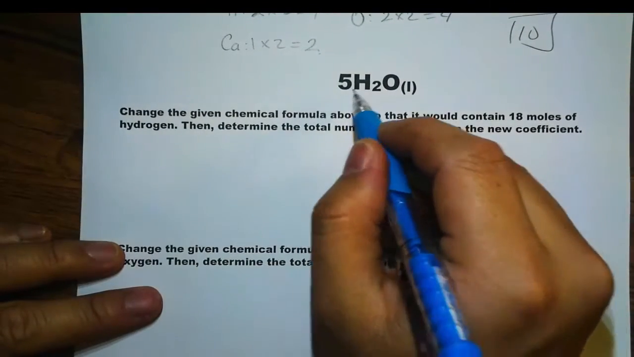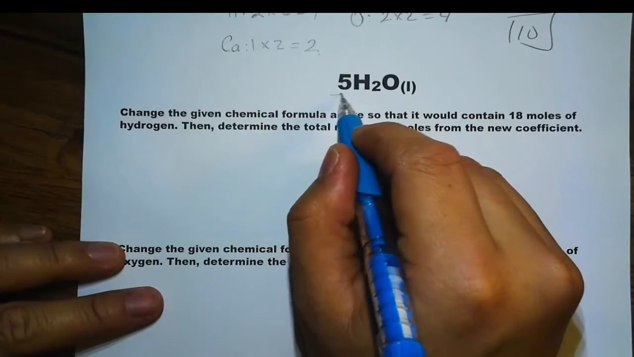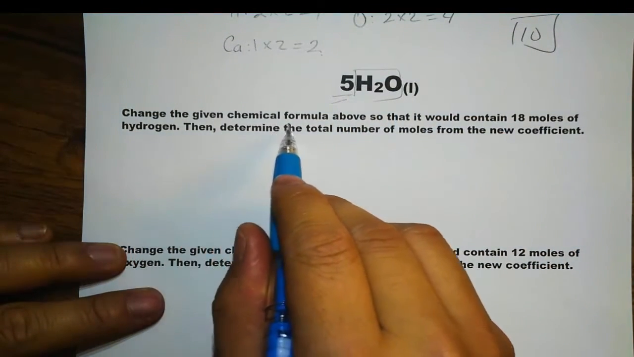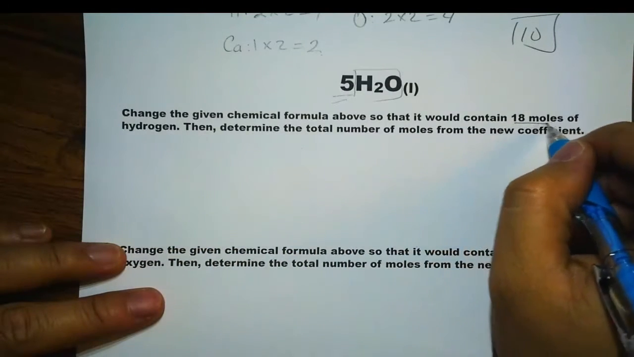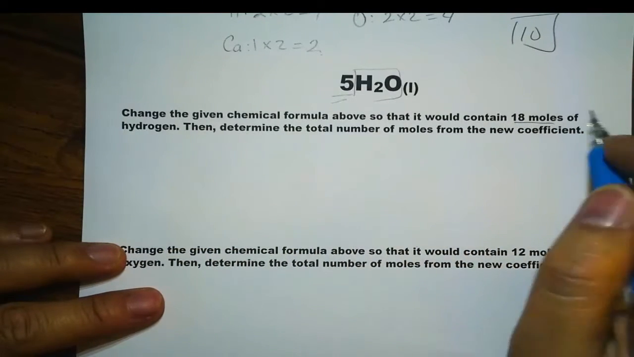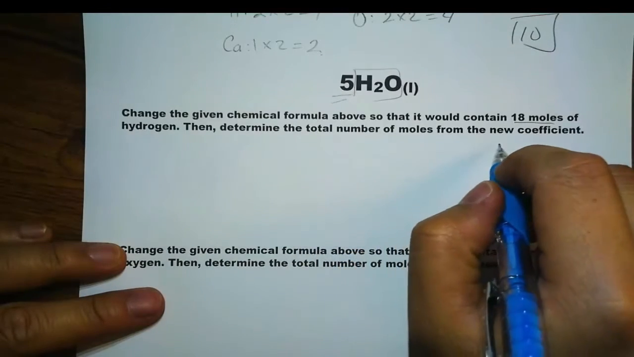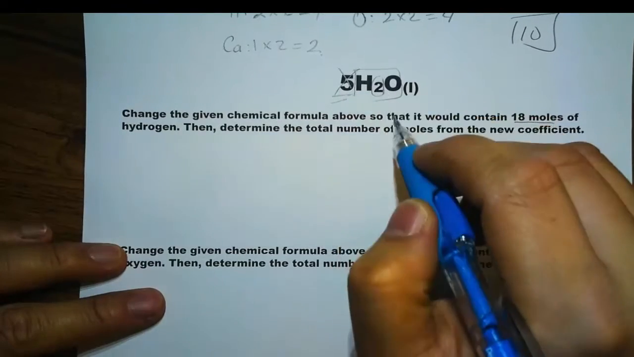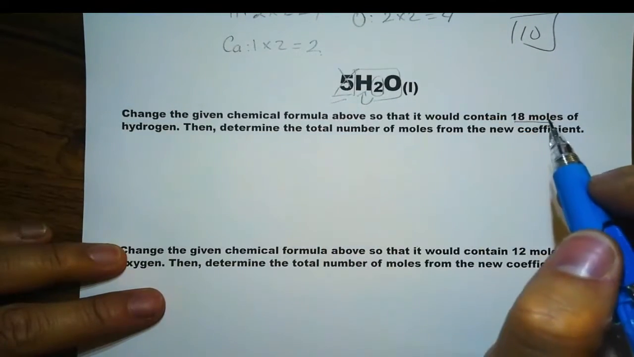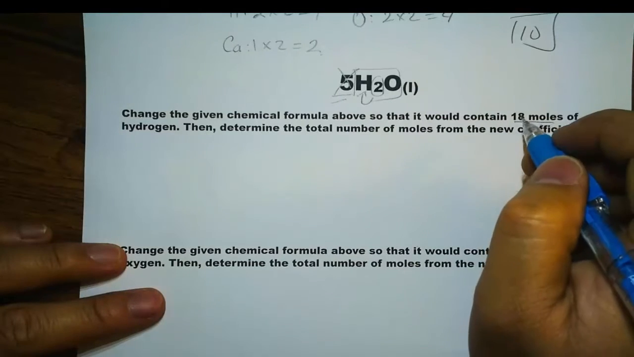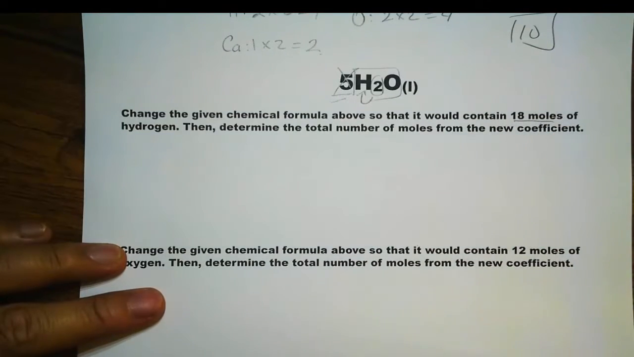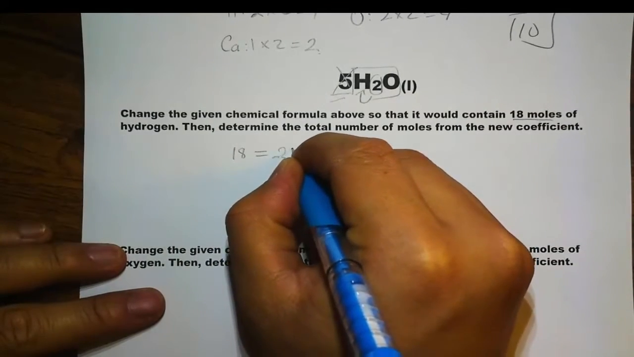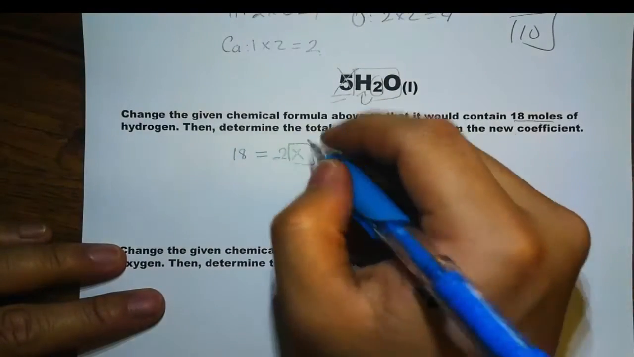Now let's try another problem. Here we have this chemical formula, again with the coefficient, but we can ignore that now, okay? So change the given chemical formula above so that it will contain 18 moles of hydrogen. Then determine the total number of moles from the new coefficient. So again, we can ignore that. We know that 1 water molecule has 2 hydrogen, okay? But I want 18 of it. So you can ask yourself, everything is mathematical. We would have 18 equals 2 times x, where x is the number of substance that we have, right?